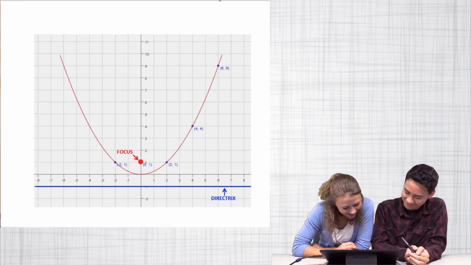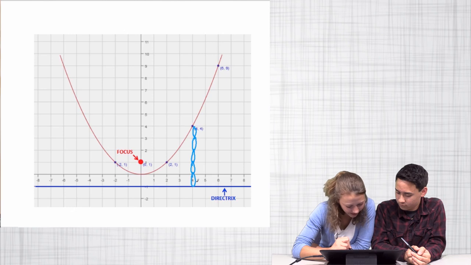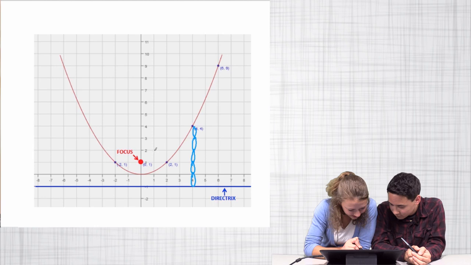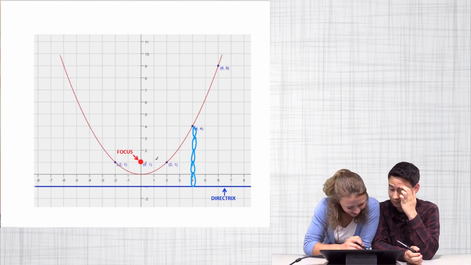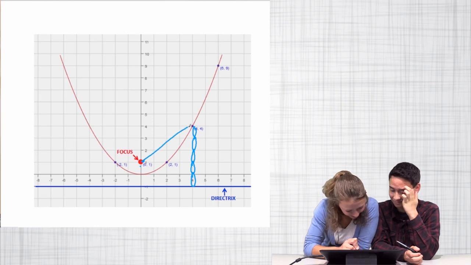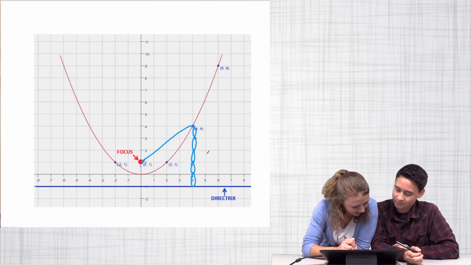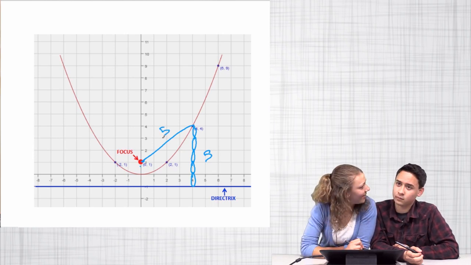Go ahead. Okay, so then we know it's going to be, how many spaces? 1, 2, 3, 4. It's 5 spaces away from the directrix. So this distance is going to be 5, too. It's like that part is going to be equal to that part. They're both going to equal 5 units. Do you think that does equal 5 units?